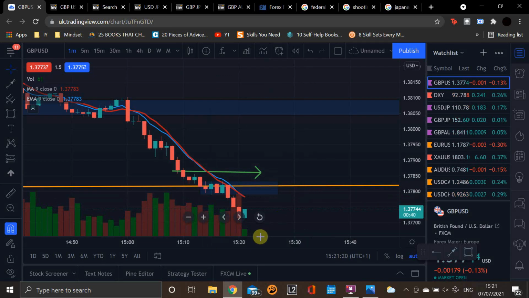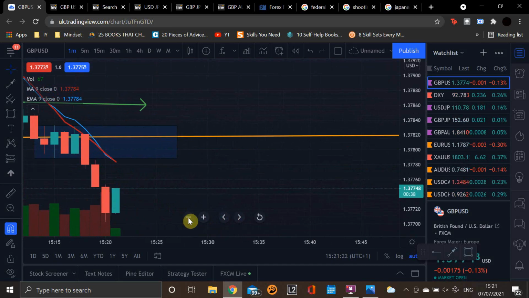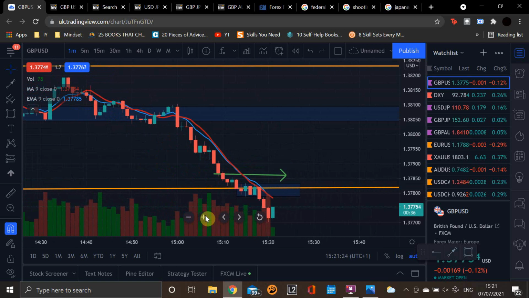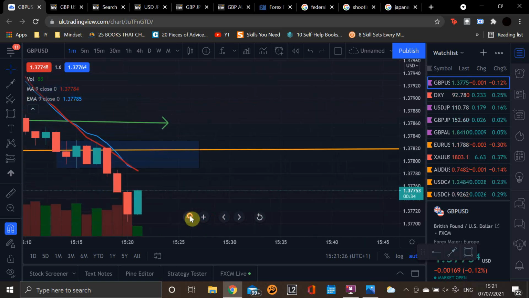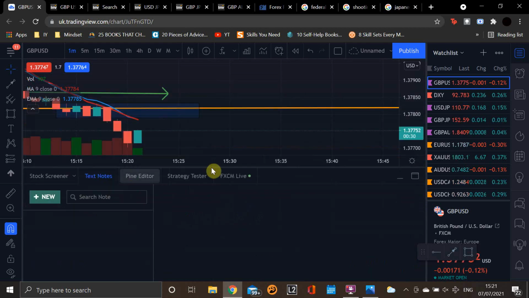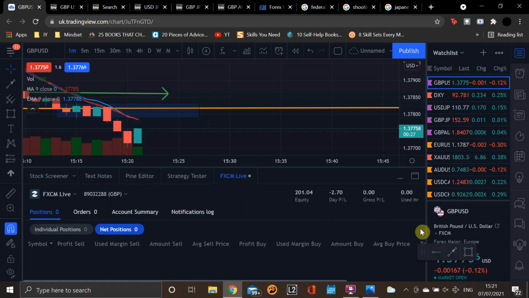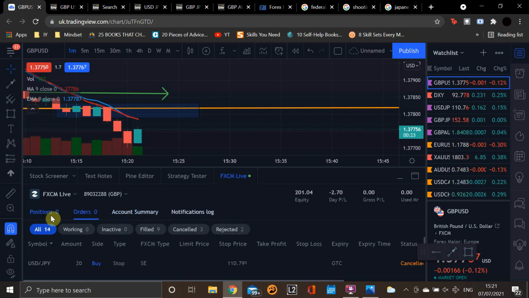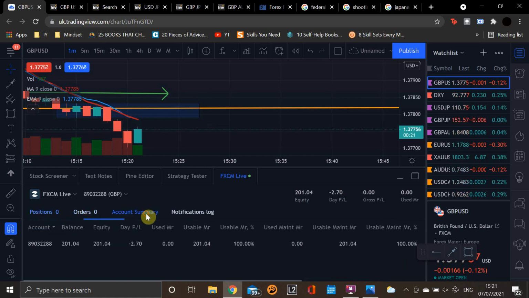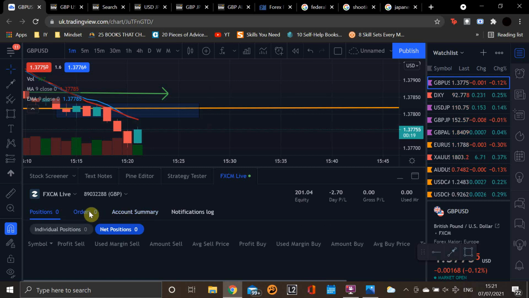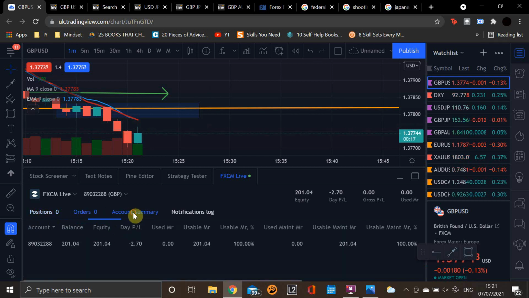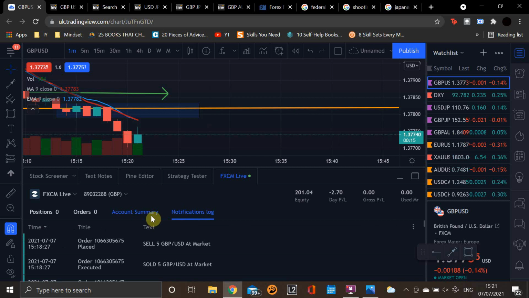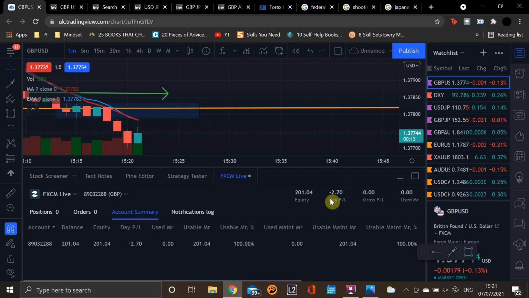Position. You have to be quick with your losses. Quick with your losses. So I'm down £2.70 on the day.